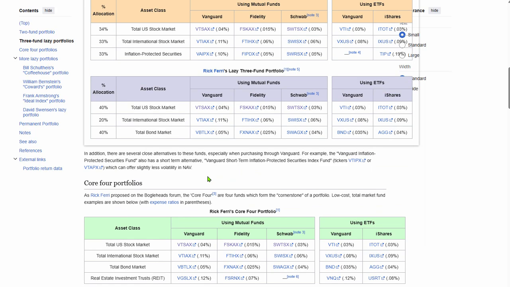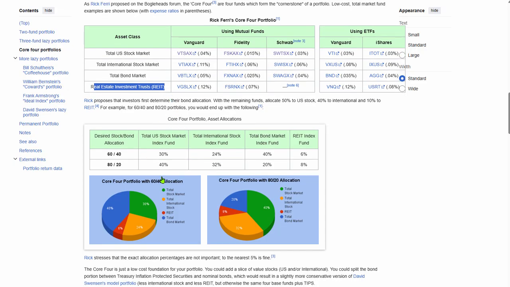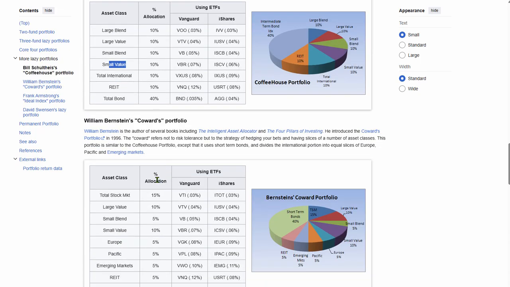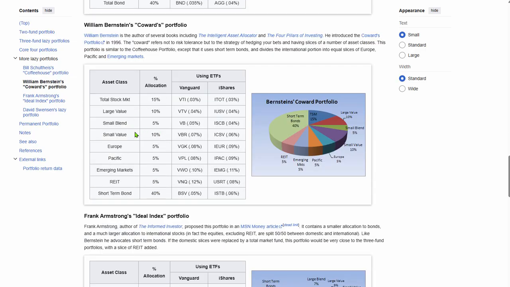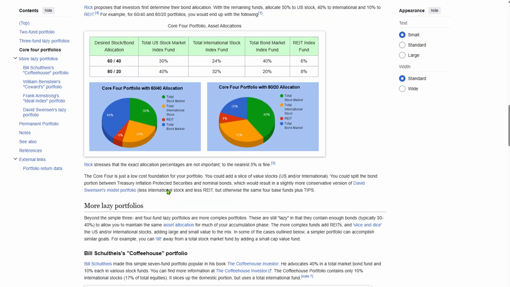And you just look at that. Here's the 4 fund portfolio where they add in real estate or REITs. And you can even go down, you can see they even start adding small cap value stocks or small blend, which is a mix of growth and value. So just different aspects of the lazy portfolio.